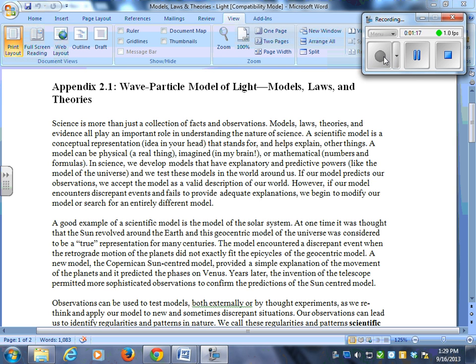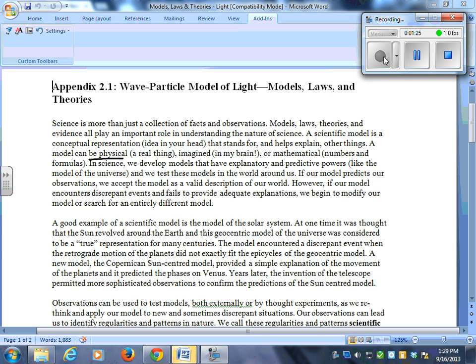A good example is the globe sitting over there. It's a scientific model. I can take it out. It's not an idea, but it could be physical, right? It could be physical, a real thing. It could be imagined as well, or it could be even mathematical, right? A globe would be an example of a physical one. Imagined might be something that you've got in your head, obviously. Mathematical might be some sort of equation, maybe like F equals MA or something like that.